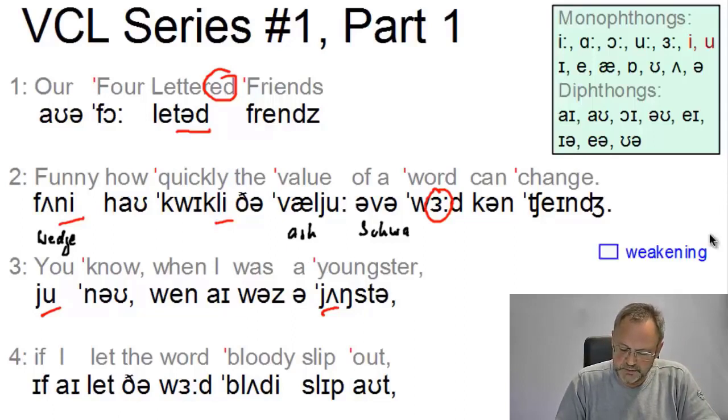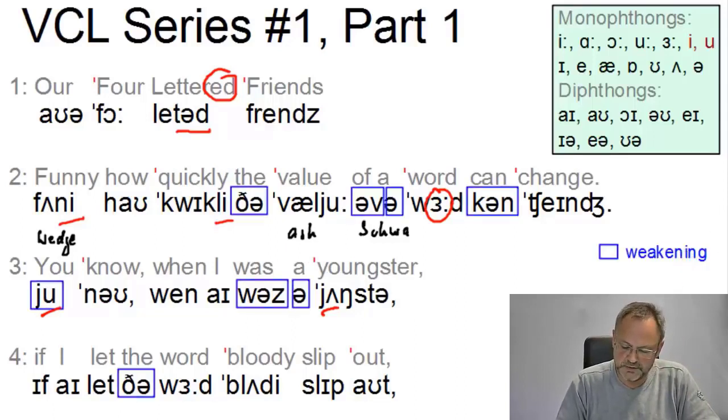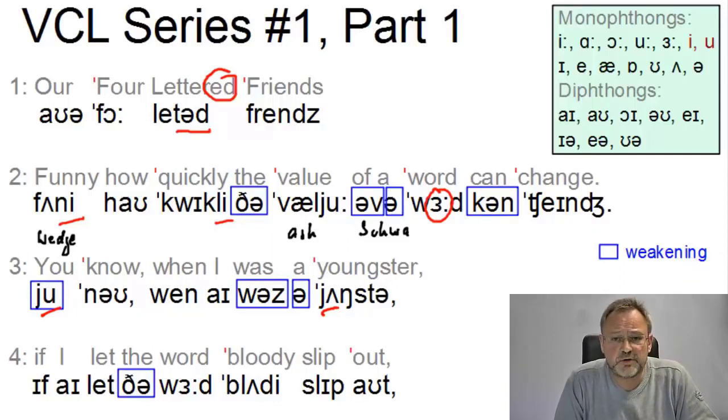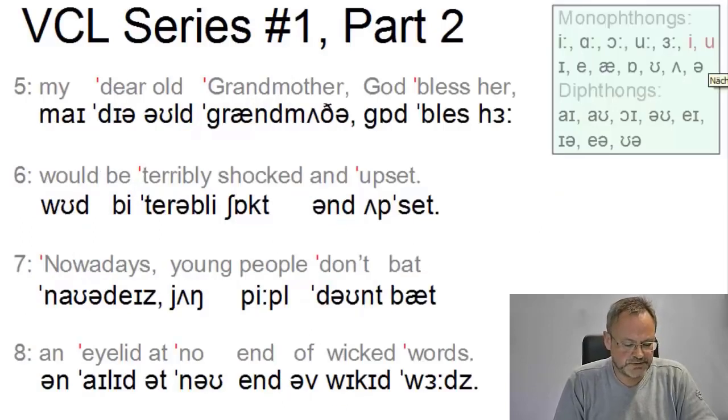Let's now take a look at weakening effects. Well, all the items framed blue are weak forms. You remember, weak forms are monosyllabic function words that are reduced. Primarily, the vowel is reduced to the vowel schwa, to the central vowel, if they occur in unstressed position. But we will have further examples in a second. So let's continue with the second part.